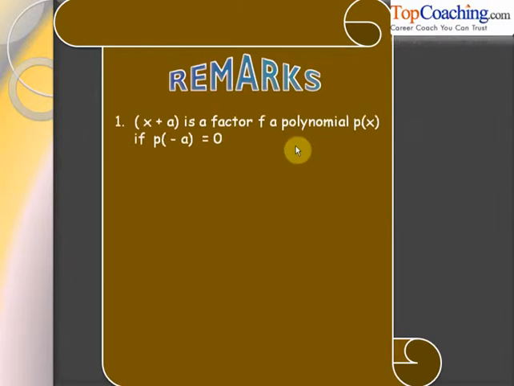The first is x plus a is a factor of a polynomial p of x if p of minus a is equal to 0. So it says that if x plus a has to be a factor of p of x, then p of minus a should be equal to 0.